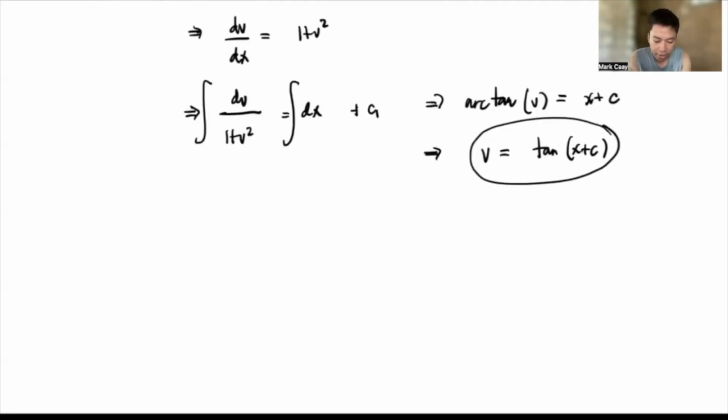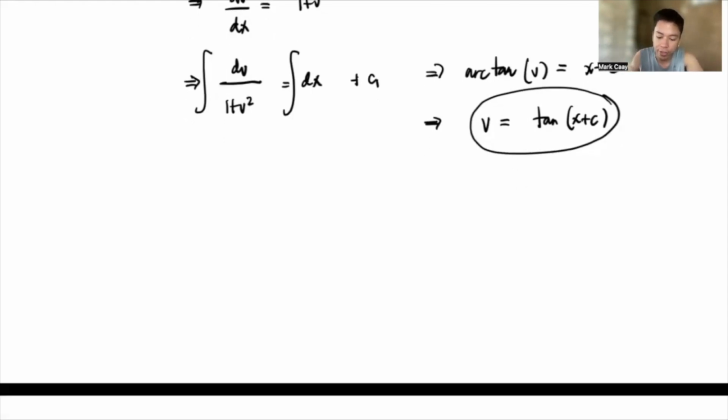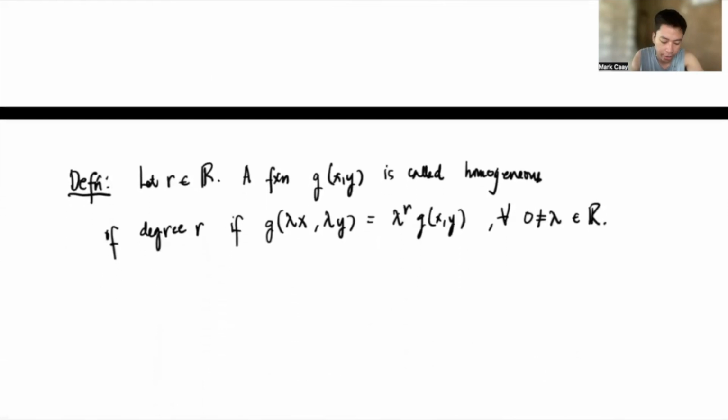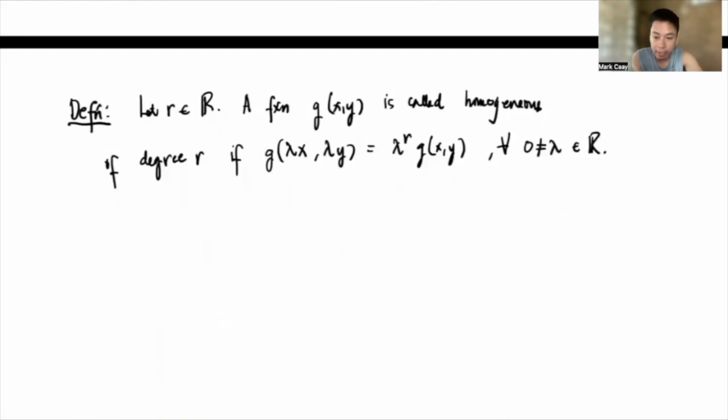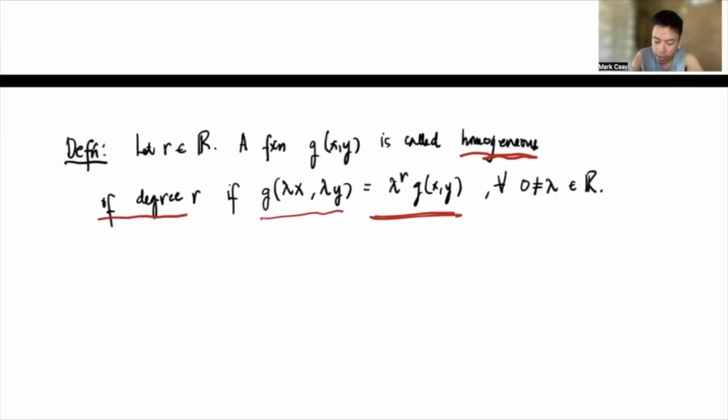Of course, our discussion today will be on nonlinear equations with homogeneous coefficients. So how are we going to identify them first? Let's start with the definition of a homogeneous function. Let R be a real number, and a function g of x, y is called homogeneous of degree R if we get this equality that holds for all non-zero constants lambda.